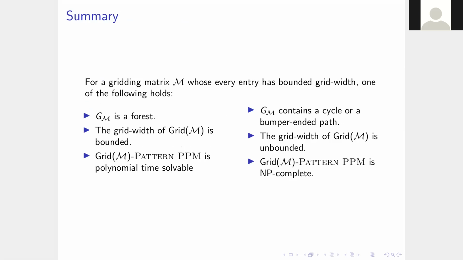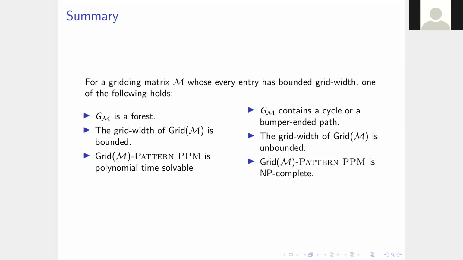So to summarize, what we have shown is that when we have a gridding matrix M whose every entry has bounded grid width, then one of the following happens. Either the cell graph is a forest, the grid width of the grid class is bounded, and the corresponding PPM problem is polynomial-time solvable, or the cell graph contains a cycle or a bumper-ended path, in which case the grid width of grid M is unbounded, and the corresponding PPM problem is NP-complete.